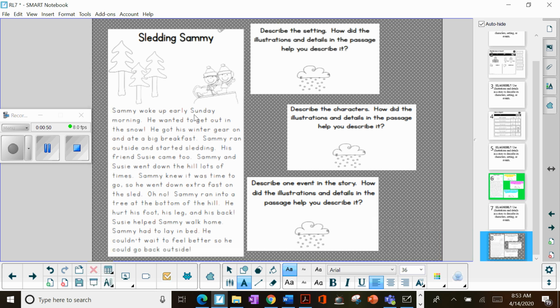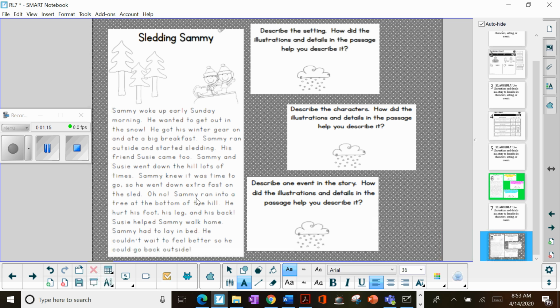Sammy woke up early Sunday morning. He wanted to get out in the snow. He got his winter gear on and ate a big breakfast. Sammy ran outside and started sledding. His friend Susie came too. Sammy and Susie went down the hill lots of times. Sammy knew it was time to go, so he went down extra fast on the sled.